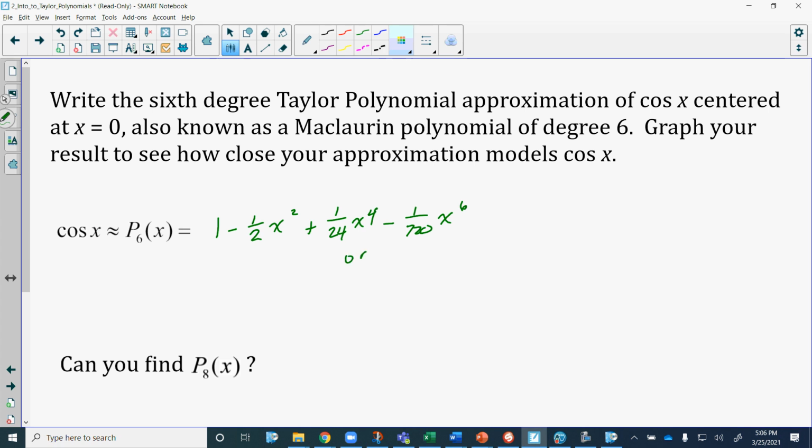Or if you prefer, you can write it kind of like this. You can say 1 minus x squared over, and you can write it as either 2 or 2 factorial, because 2 factorial is 2, plus x to the 4th over 4 factorial minus x to the 6th over 6 factorial, and you can kind of recognize that the degree of the x term and the value of the factorial in the denominator, you can recognize that they're going to be the same value.